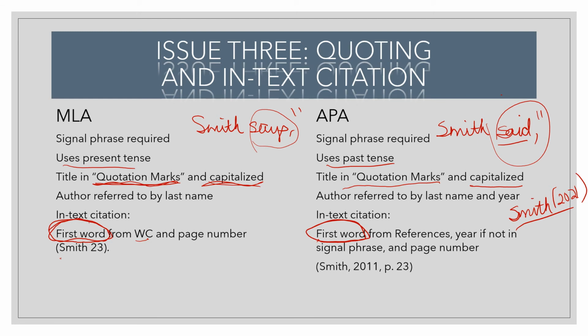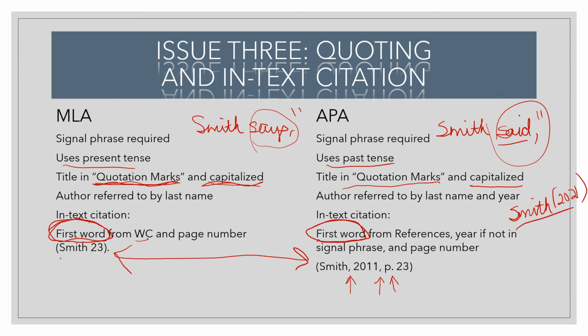Notice the commas. In MLA, Smith 23, no commas, no P. In APA, Smith, comma, 2011, comma, P period 23. So this is how different these two in-text citations look in MLA versus APA.